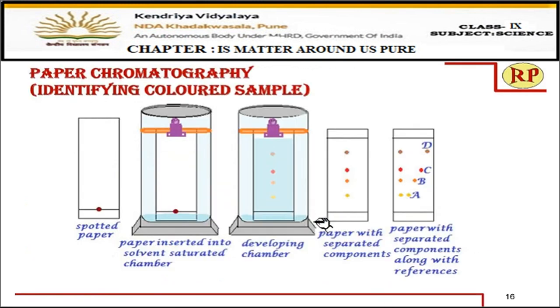As you can see in the diagram, this is the complete procedure of chromatography. At last, the strip which we get, on which different spots are shown, is known as a chromatogram. So this is one of the techniques in which the colored components of a mixture can be separated. We have used the paper chromatographic technique here.